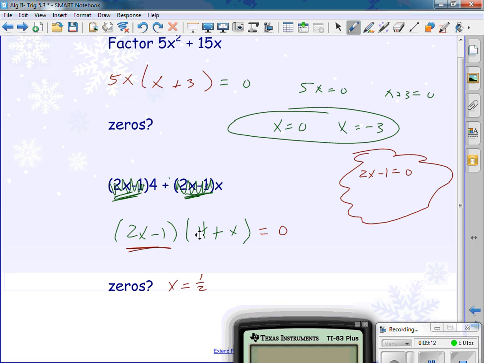If I visualize this one in my head, 4 plus x equals 0. What do I have to do? Subtract 4, so x is negative 4. All you need to do is try to visualize it in your head. This equal to 0, okay, I have to add 1, divide by 2. You don't need to show me the work.